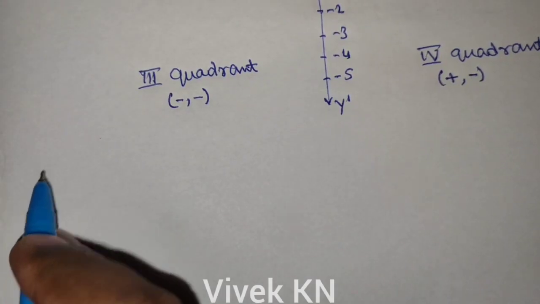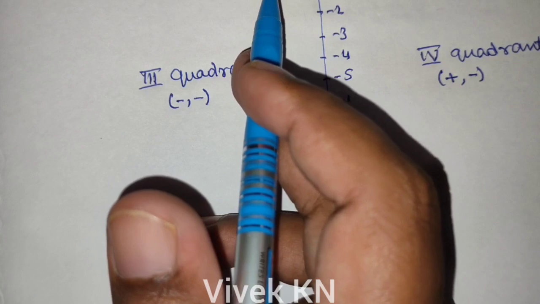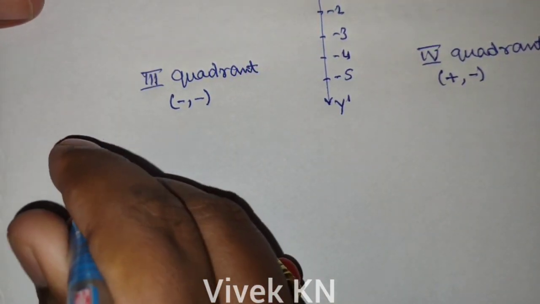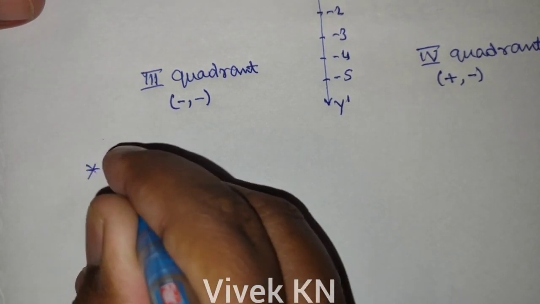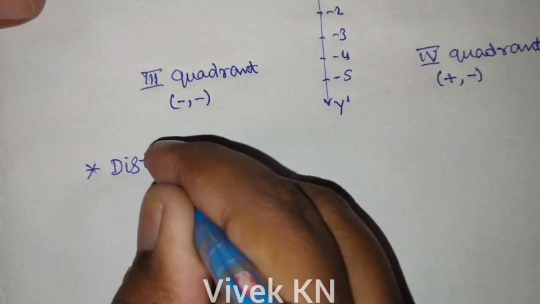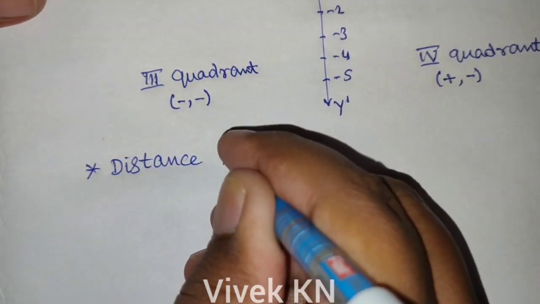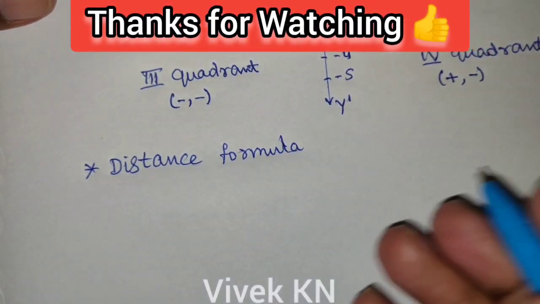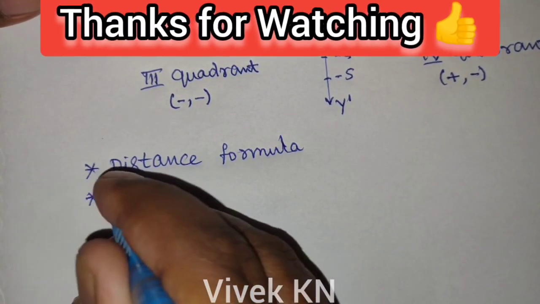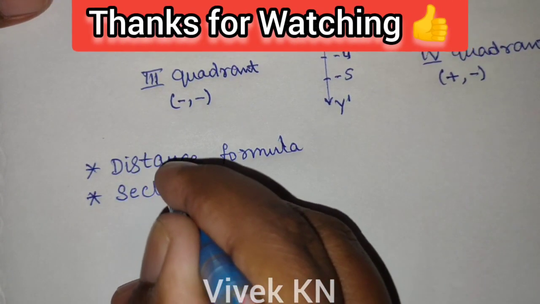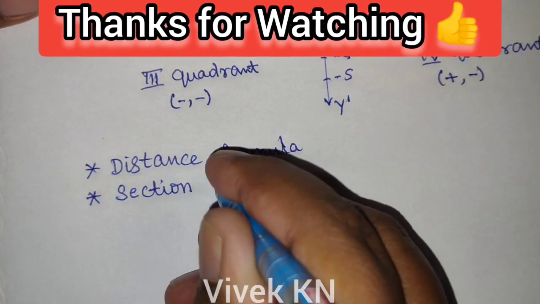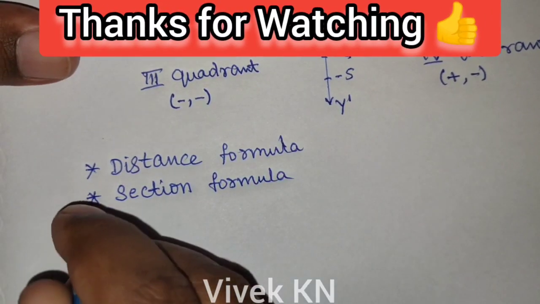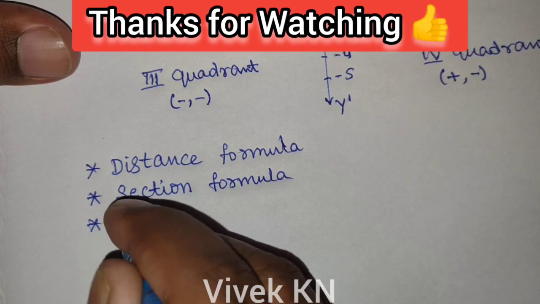In this chapter, coordinate geometry, we are going to learn 3 important concepts. The first one is the distance formula. The second one is the section formula. And the third one is the area of a triangle.